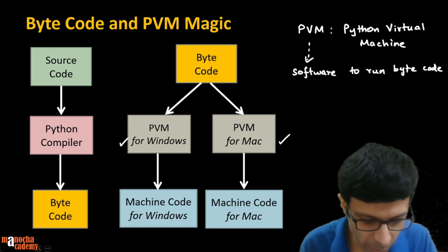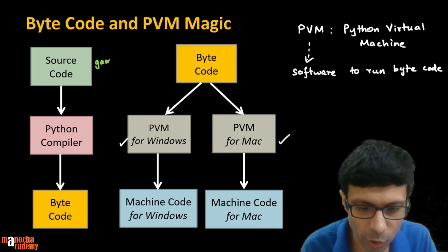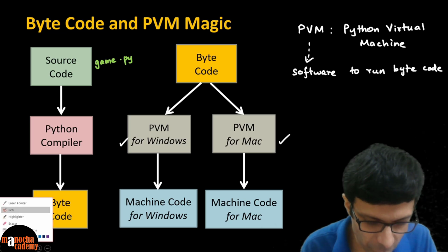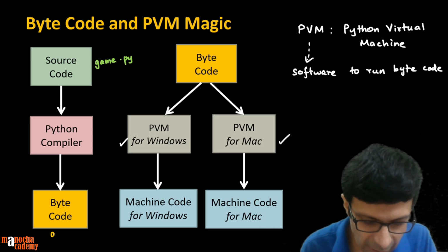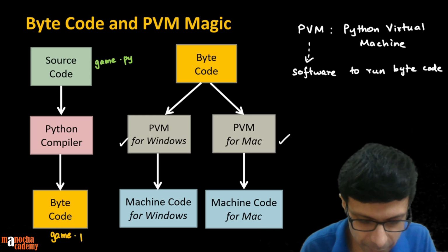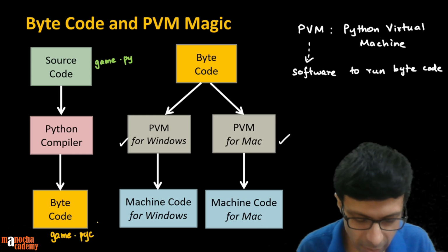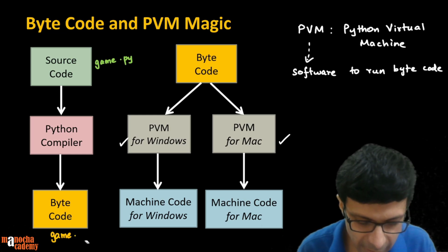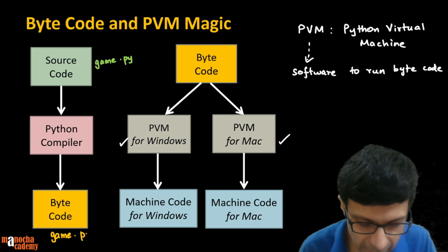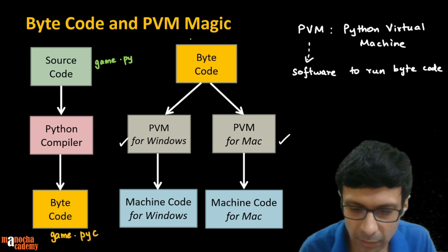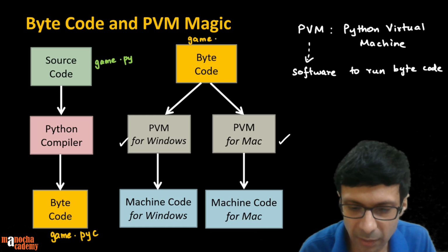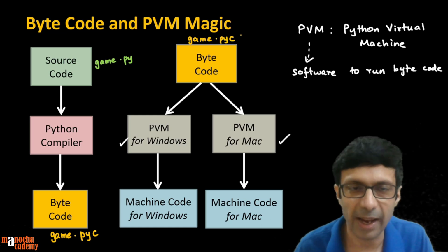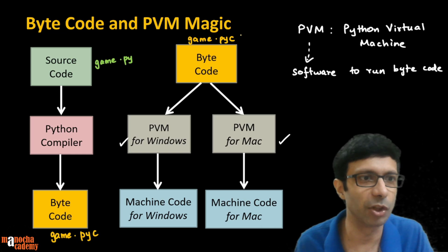Can you get it? So when you write your game.python, you just need to compile it once and you make it your game.pyc, Python bytecode. Now the best part about this PYC is it can be run on any machine, guys. The game.pyc can be run on any machine as long as you have the virtual machine installed.